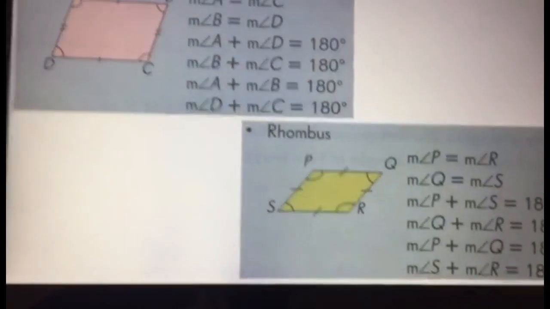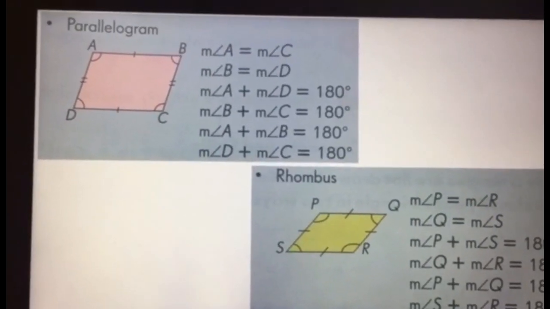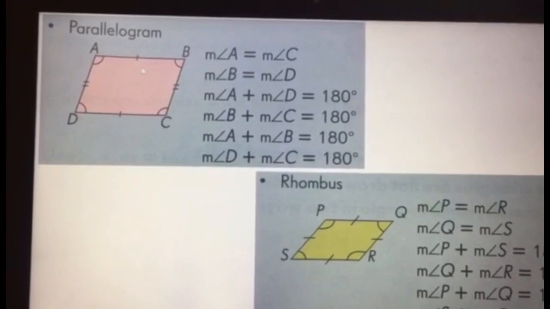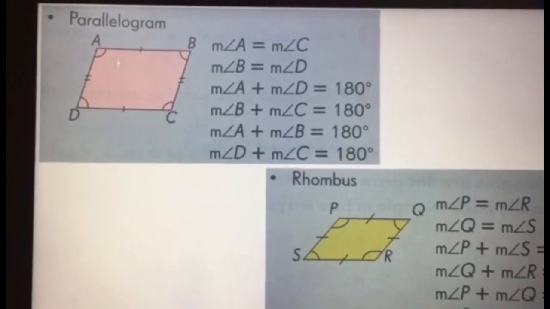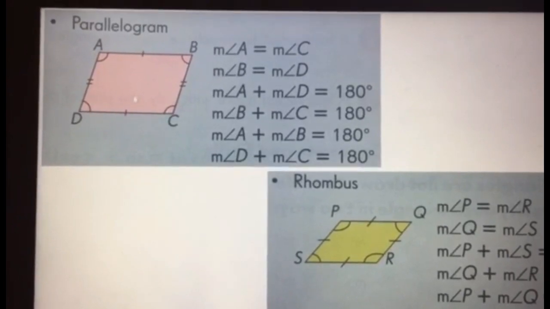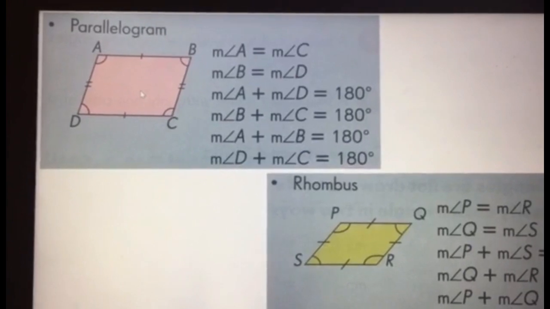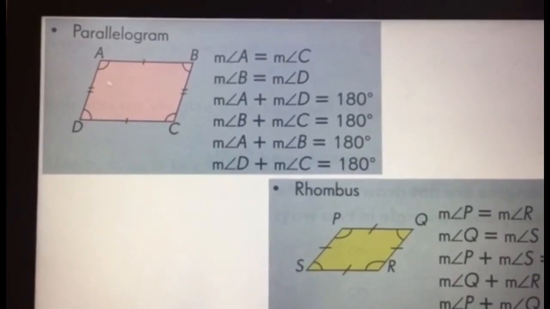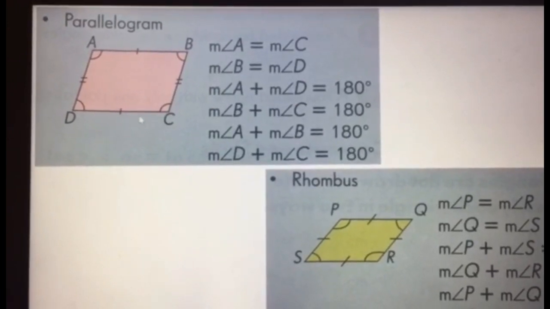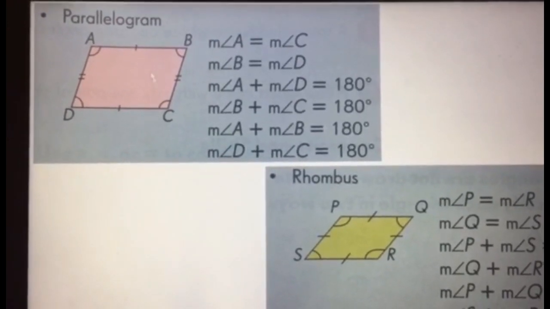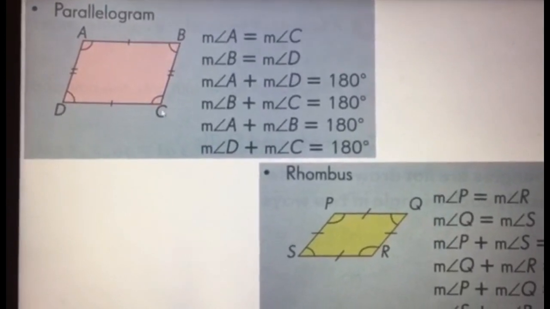And moving on, we have parallelogram and rhombus. A parallelogram is a four-sided figure with the two opposite sides being equal and parallel. So in this figure, AB is parallel to CD, and also they have equal lengths. So are AD and BC.